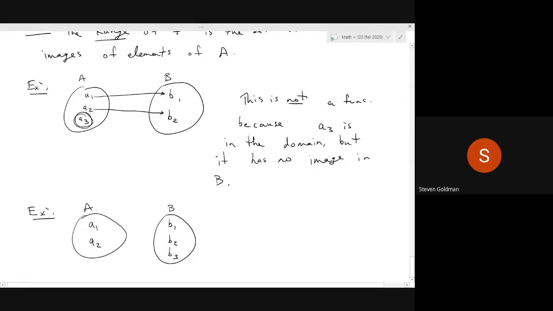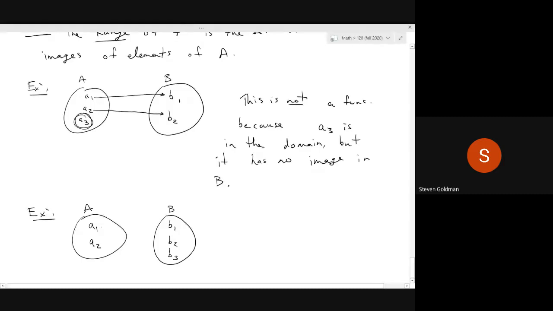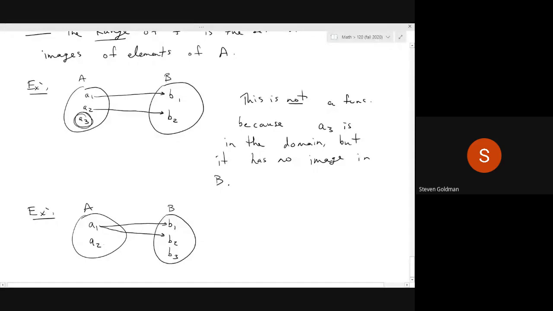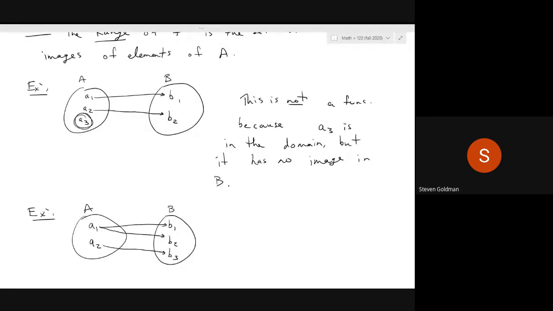All right, next example, I have 2 sets. A has 2 elements, A1 and A2. B has 3 elements, B1, B2, B3. Let's say A1 is assigned 2 elements from B, B1 and B2. And A2 is assigned 1 element, B3. Is this a function? Right, okay, so this is not a function.